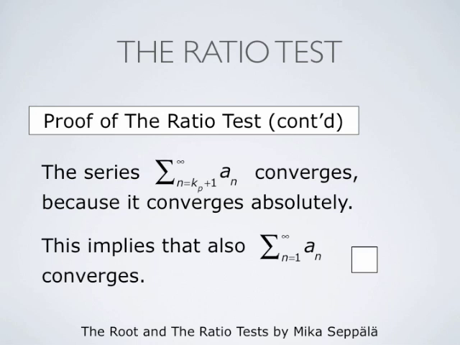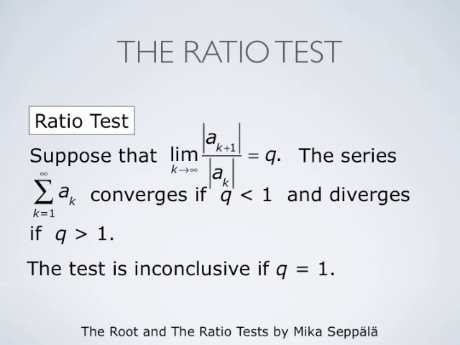And if this converges, then also the sum where we start the summation from the index value n equals 1 converges as well. And we have shown that the series summation n from 1 to the infinity a_n therefore converges, proving that part of the ratio test which says that if the ratio test quantity is less than 1, then the series in question converges.